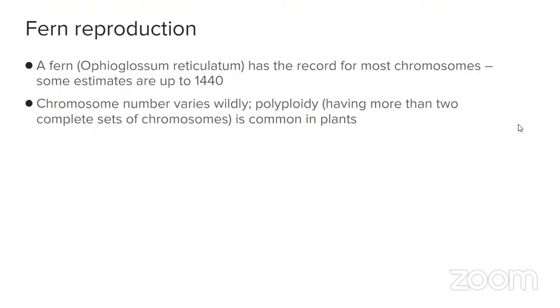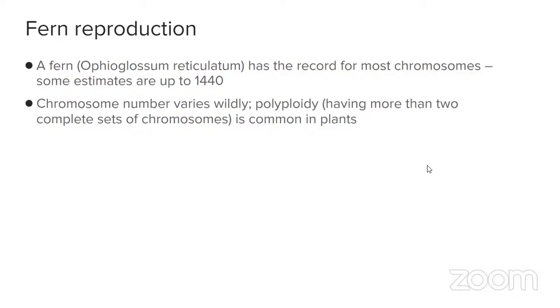Okay. Now fern reproduction, we've taken a little look at that life cycle, but I do want to note that plant genetics gets really complicated sometimes, and a fern actually has the record for the organism with the most chromosomes, 1,440 chromosomes, so that's a lot. And the reason that plants can do this is that they are able to do this thing called polyploidy. They'll have duplication of genomes, so they can have more than two complete sets of chromosomes, and that's relatively common in plants. So we end up seeing a lot of big data if we're looking at plant genetics.